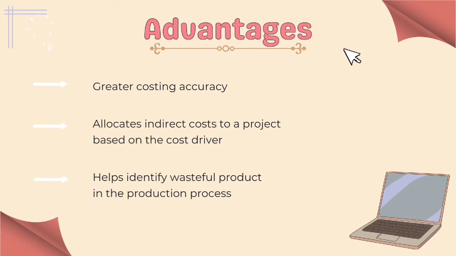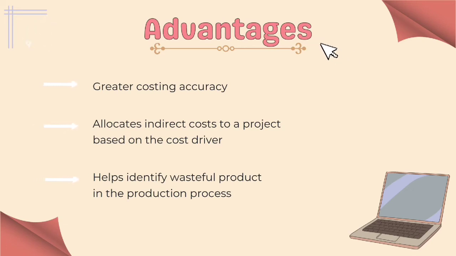The ABC allocates indirect costs to a project based on the cost driver or the aspect that generates the cost. Since the costs are allocated based on the product, the management can identify business processes that are performing and those that need to be improved. ABC costing analysis enables managers in Apple Incorporation to identify non-value-added activities and also to allocate scarce capital to resourceful and cost-effective activities.